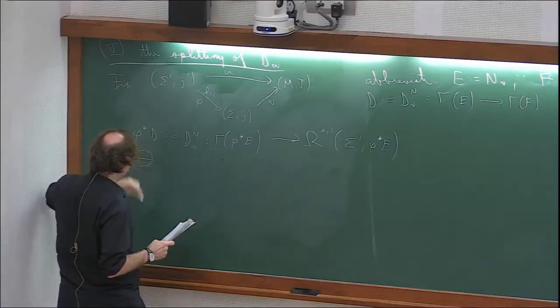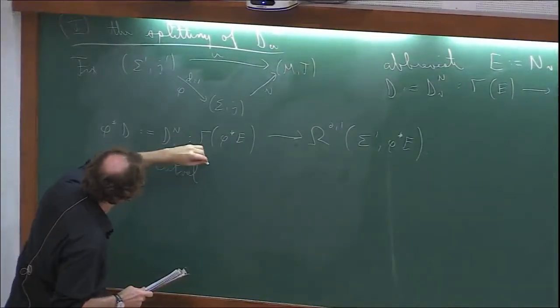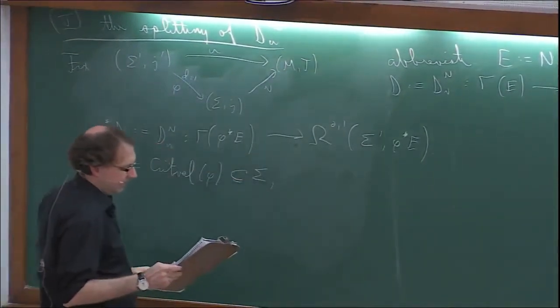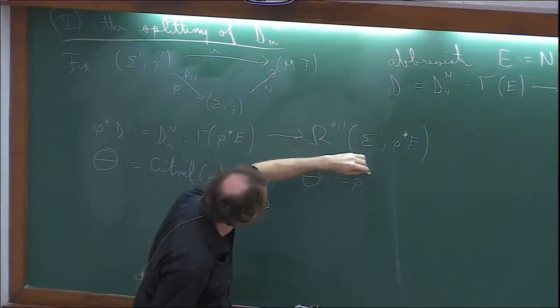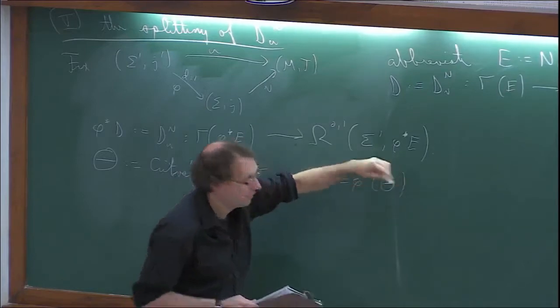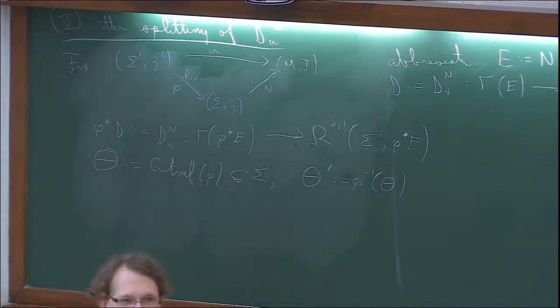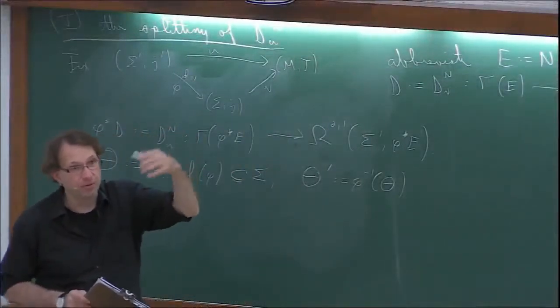I'll denote by capital theta the set of critical values of phi in sigma, and theta prime will be the pre-image of that set. So in general, remember, that's a little bit more than the set of critical points or branch points of phi. It includes also some additional points that happen to map to the same point as some other branch point.